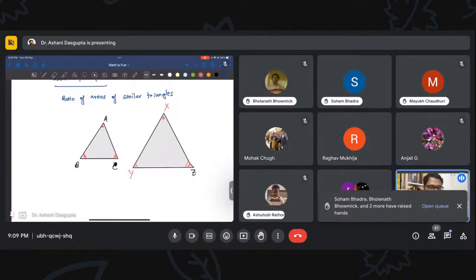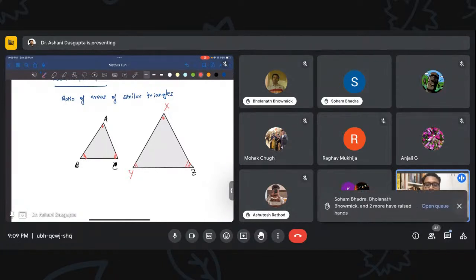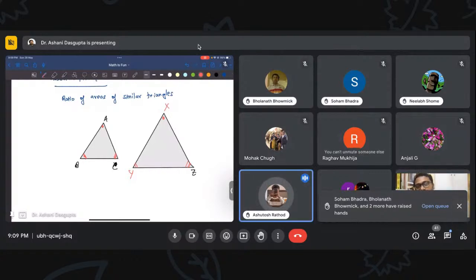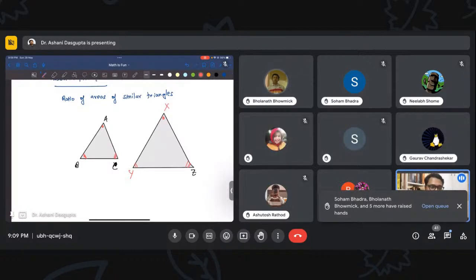Okay, let's ask Shoham Bhadro. Shoham, what do you think? Okay, I cannot hear Shoham. So let's go to Ashutosh Rathod. Maybe both of the triangles have the same dimensions. Okay, that, sir, is not right. Let's go to Nilabho Shom.